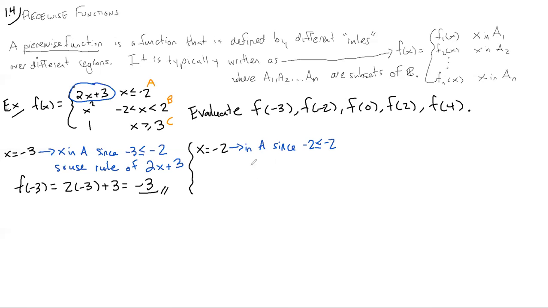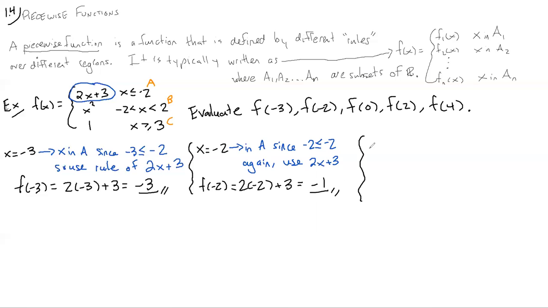We're also going to use the same rule, 2x plus 3. Now, notice we can't say it's in B because I can't say that x is strictly greater than -2. -2 is not greater than itself. So it's that "or" part of the inequality that helps us out here. And so I'm going to have f of negative 2 is 2 times negative 2 plus 3, and that one will give me an output of negative 1.